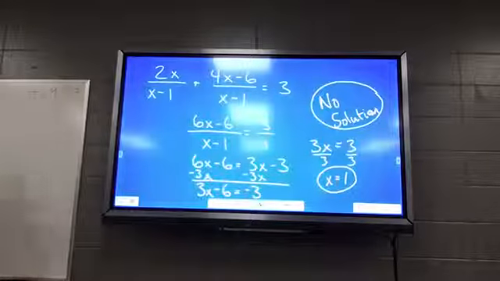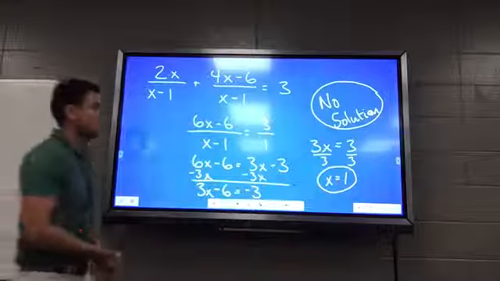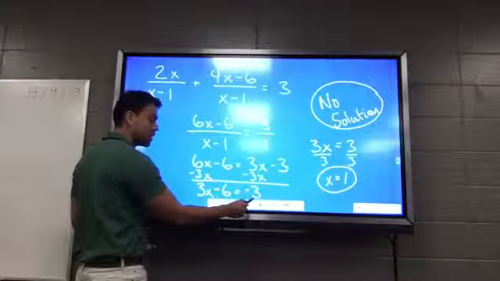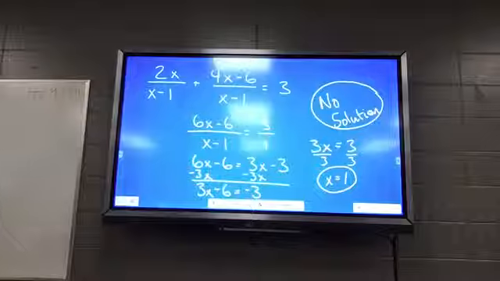I don't understand how you got the 3 over what? Right here. Did you get this part? I add 6 to both sides, so I get 3x equals 3. All right.